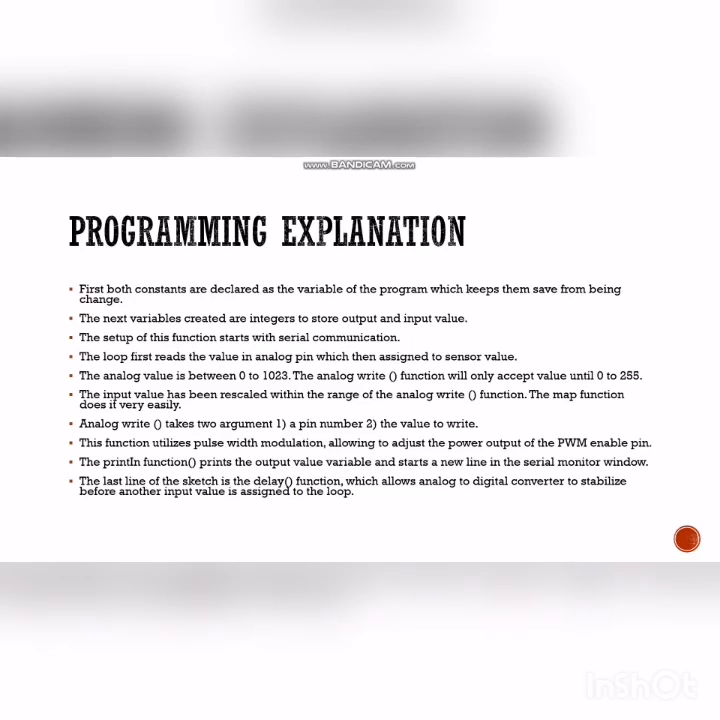The analogWrite function takes two arguments, where the first is the pin number and the second is the value to write. The function utilizes pulse width modulation, allowing us to adjust the power output of the PWM enabled pin. The println function prints the output value variable and starts a new line in the serial monitor window. The last line of the sketch is the delay function, which allows the analog to digital converter to stabilize before another input value is assigned in the loop.